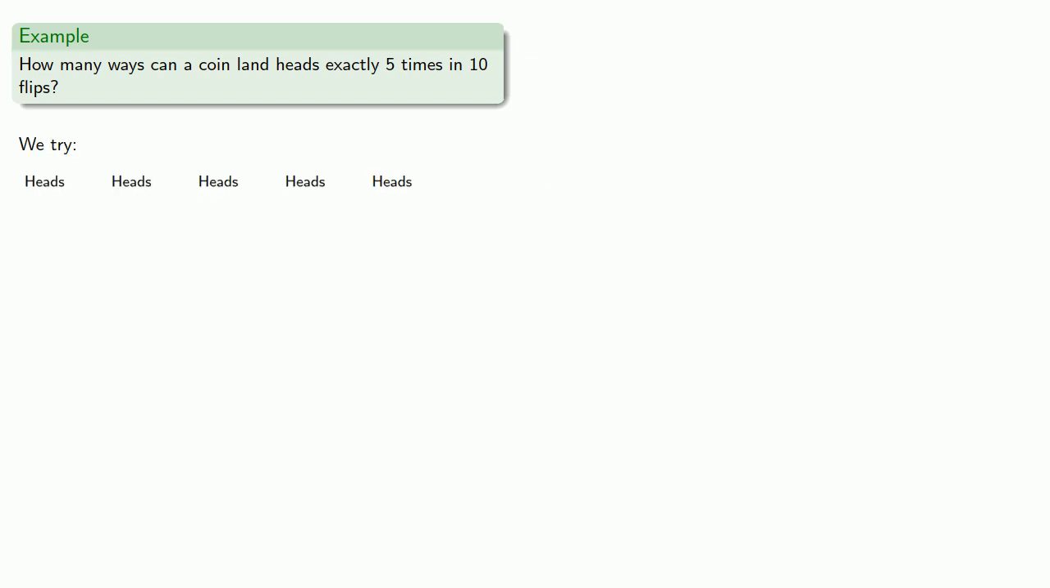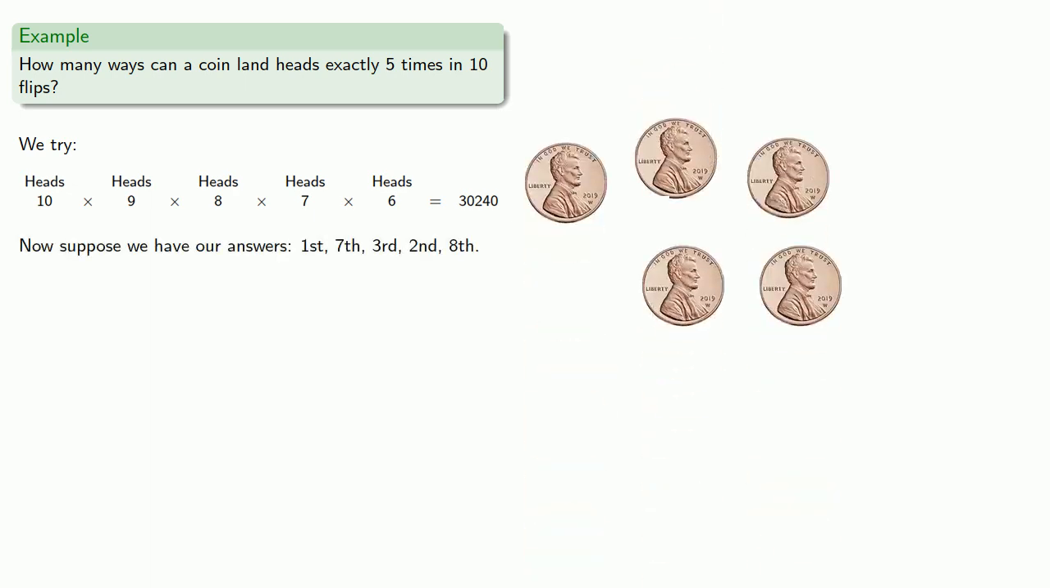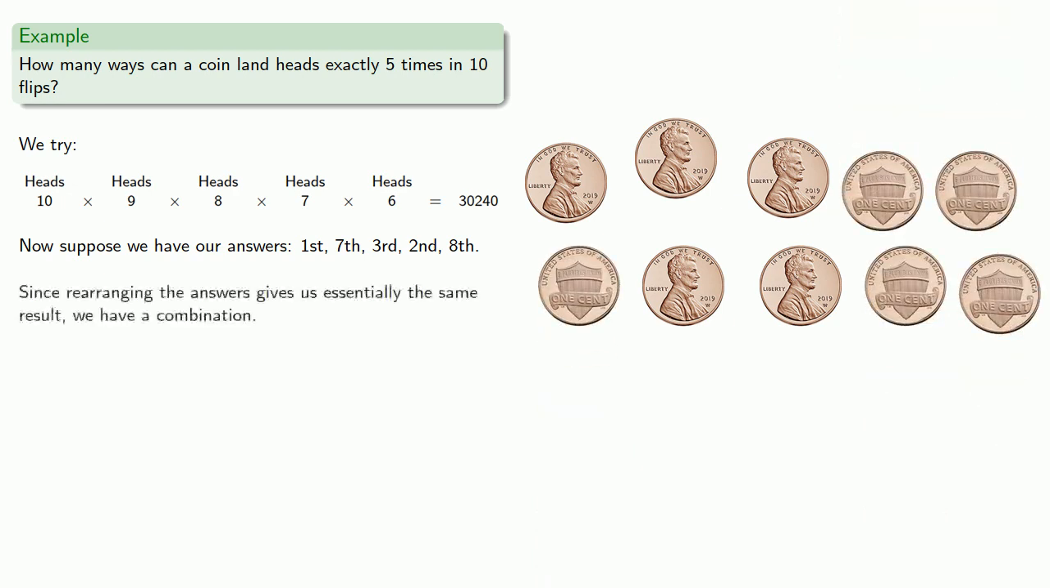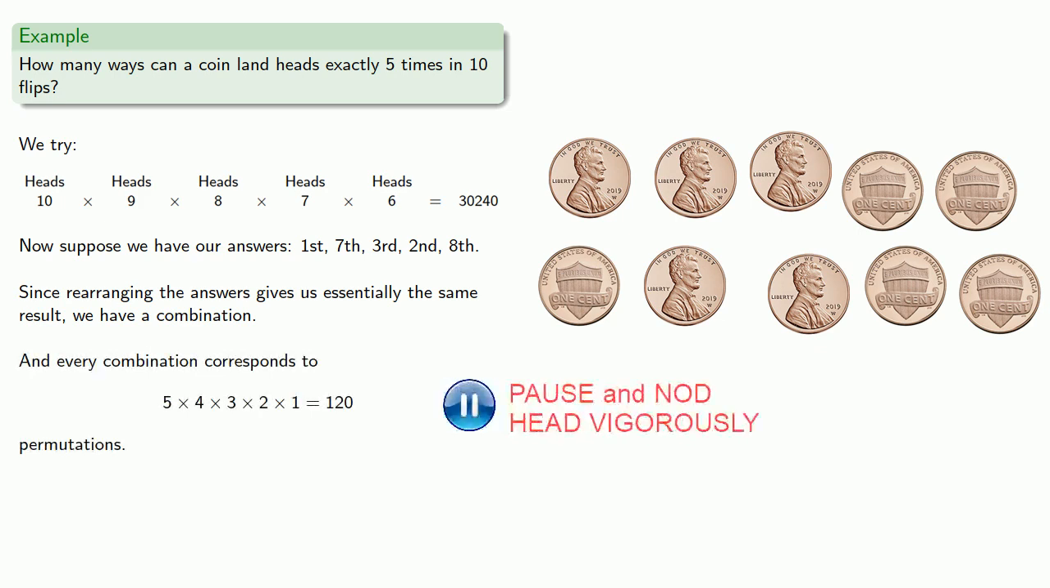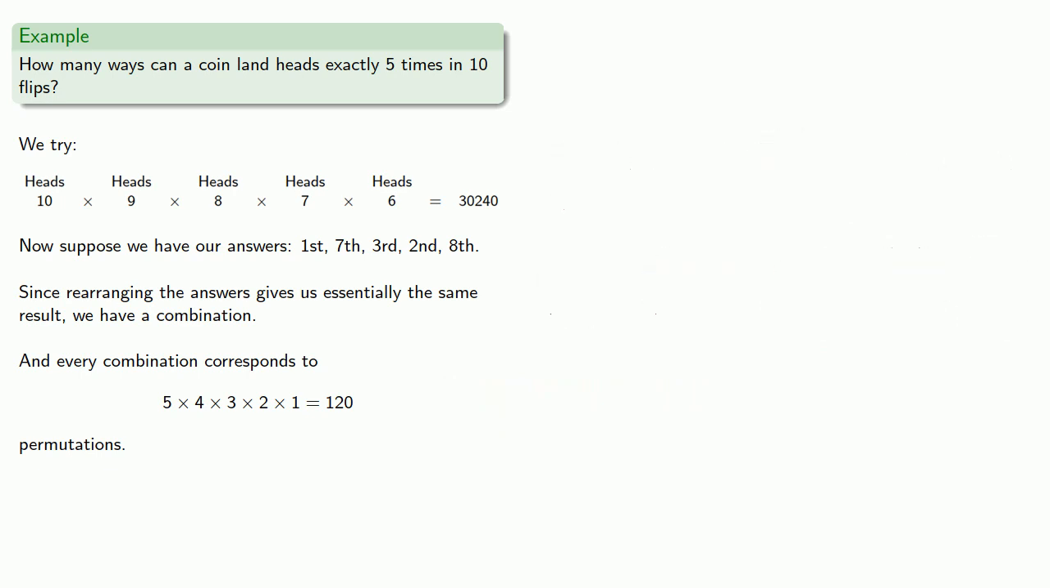And so now, one of the times a coin landed heads, it could have been any one of the 10 times. Another time the coin landed heads could have been any one of the 9 remaining times, and so on. Now again, suppose we have our answers. The coin landed heads on the 1st, 7th, 3rd, 2nd, and 8th times, and landed tails on all the others. Since rearranging the answers gives us essentially the same result, we have a combination. And so every combination corresponds to 120 permutations. And so these 30,240 permutations correspond to a lot fewer combinations. And so there will be 252 ways of getting 5 heads in 10 flips.